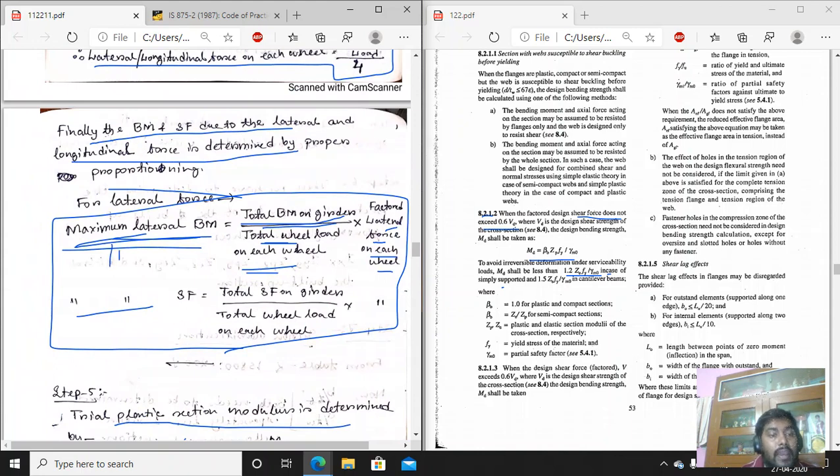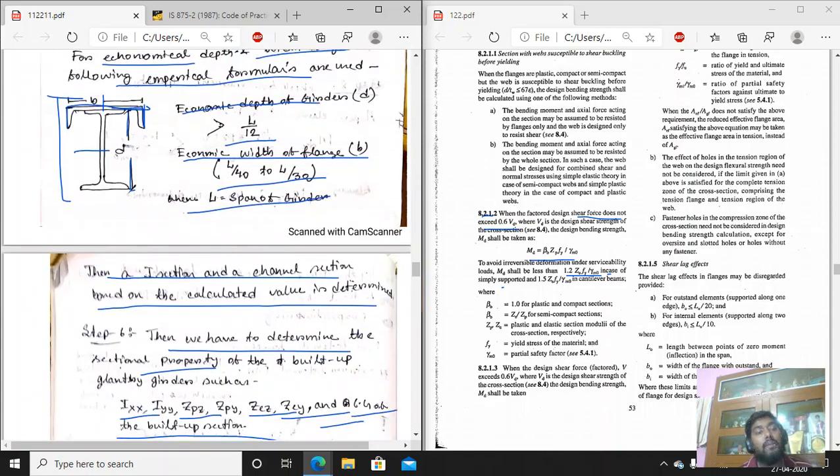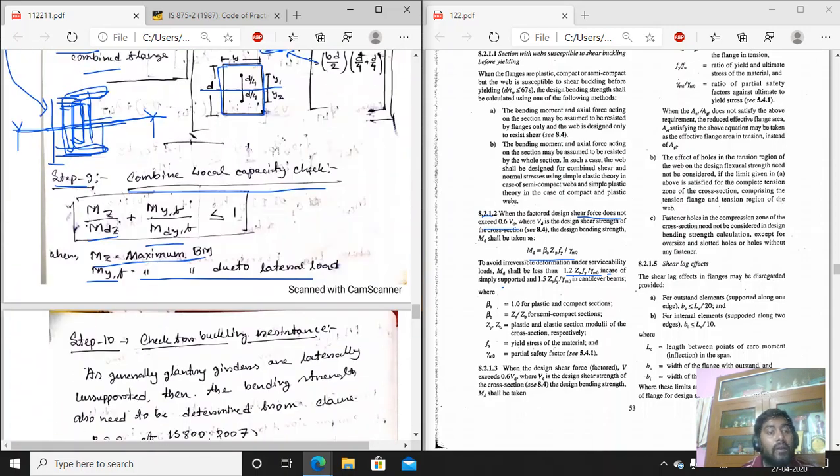This is MYF. We will use this value as the MYF, the maximum lateral bending moment, so the value we have calculated here.